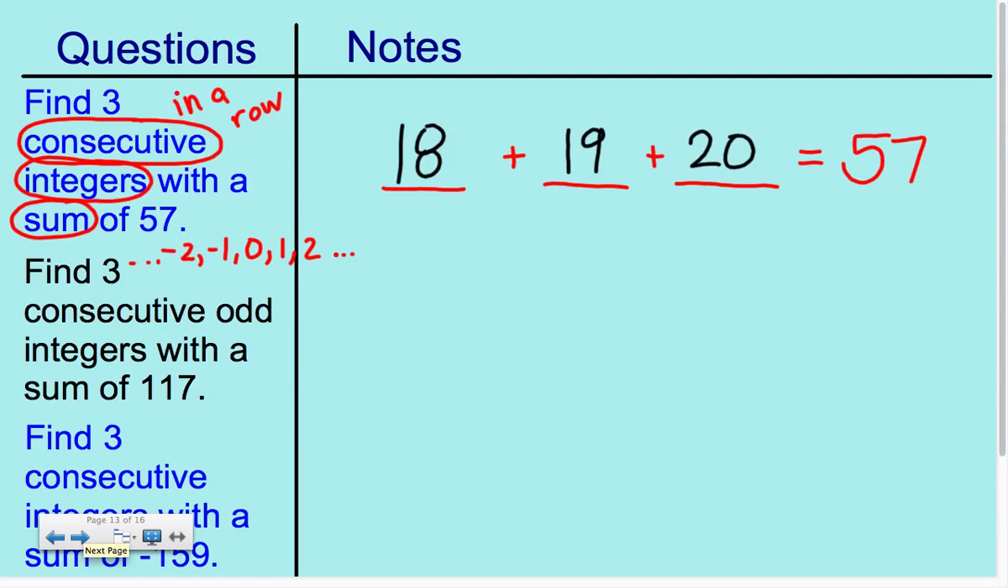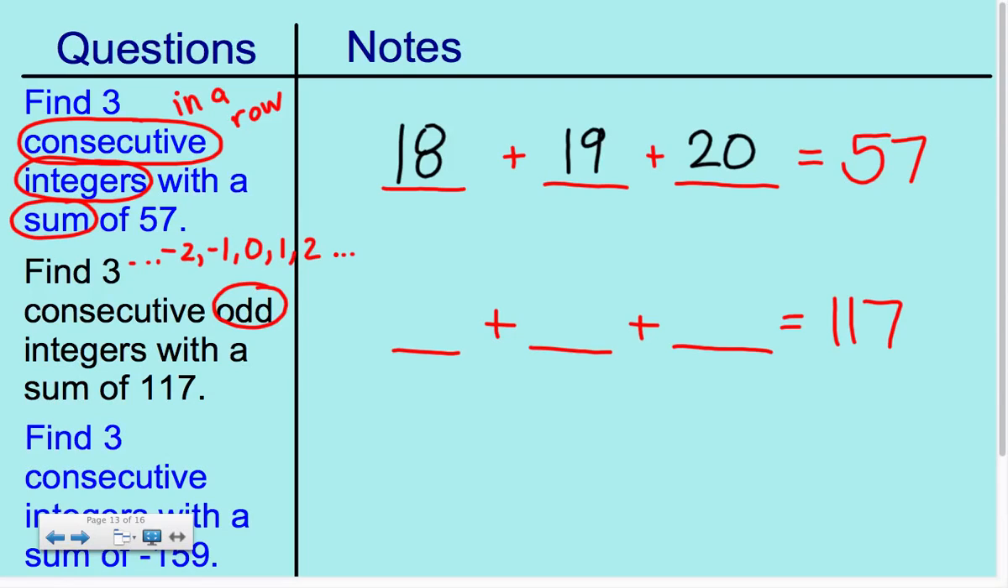They are consecutive integers. Second example says find 3 consecutive odd integers with a sum of 117. So I still have 3 numbers that need to total 117, but this time I need them to be odd. So consecutive odds would be like 1, 3, and 5, 11, 13, 15, 31, 33, 35, and so on. So this time I've got 117, so I need to start a little bit bigger than I did last time. Let's try 41 plus 43 plus 45.